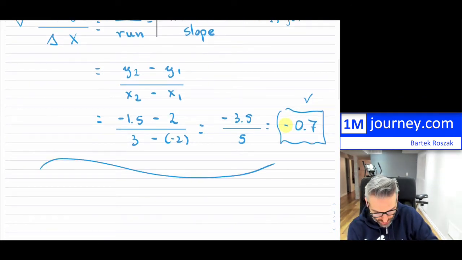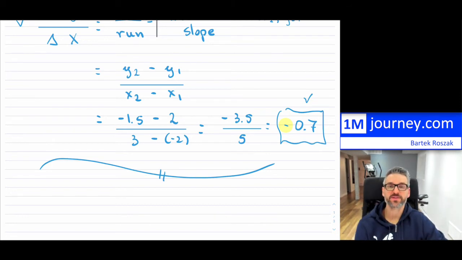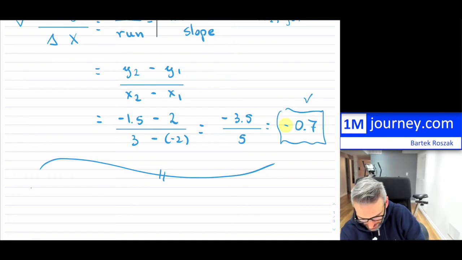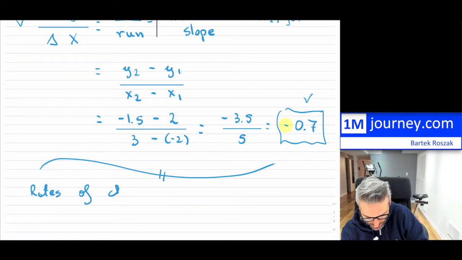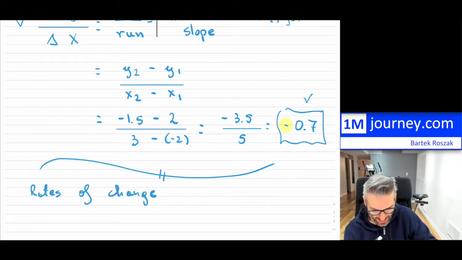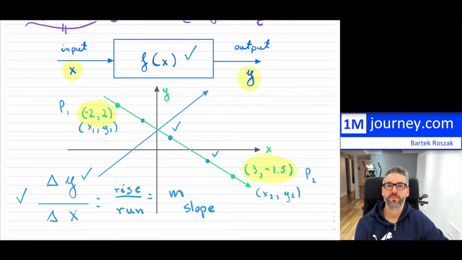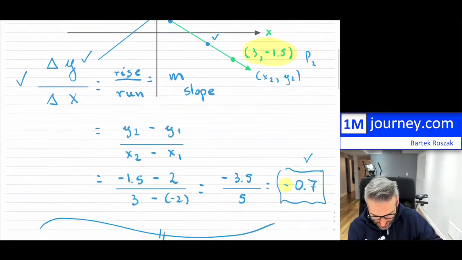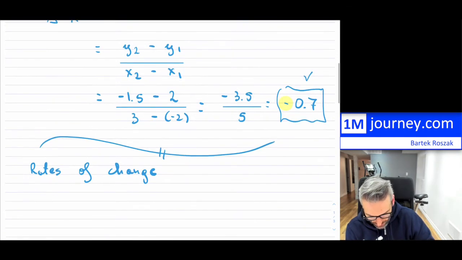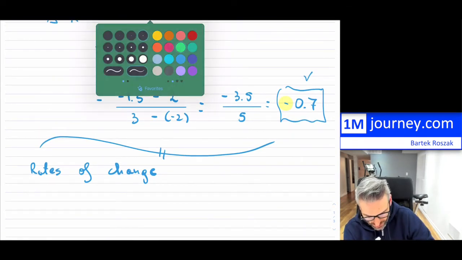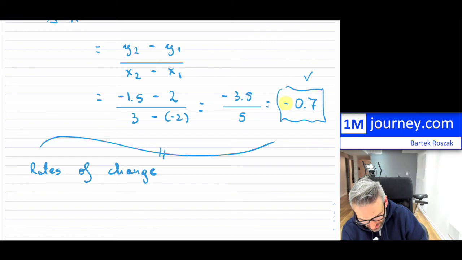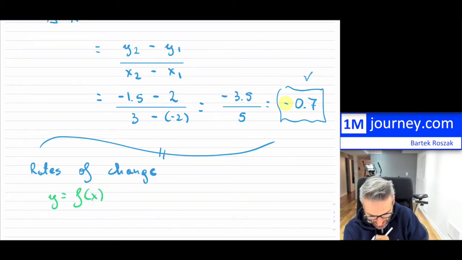Now, in general, not just for lines, we can do the same kind of definition for rates of change. So as we're trying to do this, rates of change for any type of function that we might have. So what we would have is that our rates of change would be with respect to the function itself. So our output is just some function f(x).